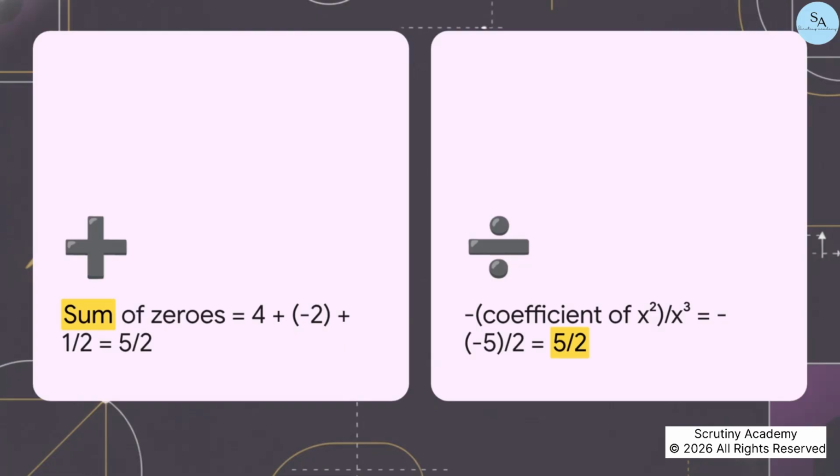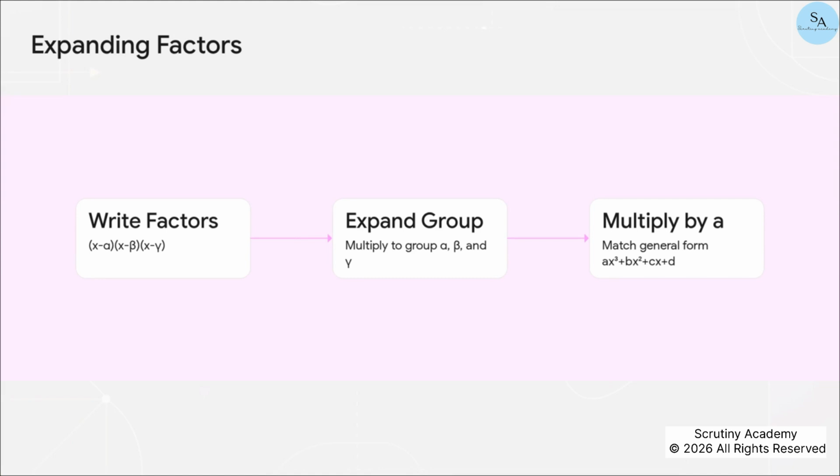Step 1, we simply add the given zeros together. 4 plus -2 plus 1/2, and we get 5/2. Step 2, we look back at our coefficients. If we take the negative of our b value, which is -5, and divide it by our a value, which is 2, wait a second, we get 5/2, the exact same fraction. This isn't just a coincidence, it's a beautifully consistent mathematical pattern linking the roots of our equation right to its core structure.